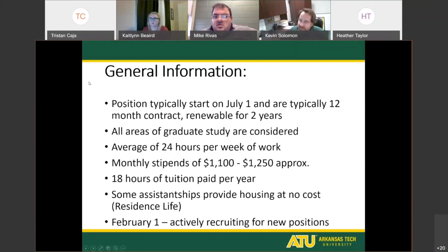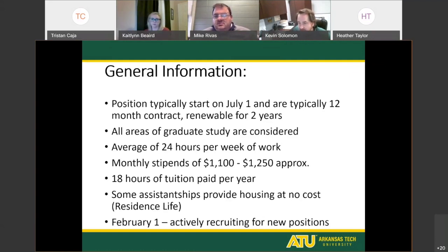Some of our assistantships provide housing at no cost. If you're familiar with Residence Life or housing, you live in a residence hall, so you get free housing and a meal plan with that. But our Campus Life positions do not give you a meal plan or housing. Residence Life has some other positions that aren't necessarily hall directors, but they do provide a live-in option.